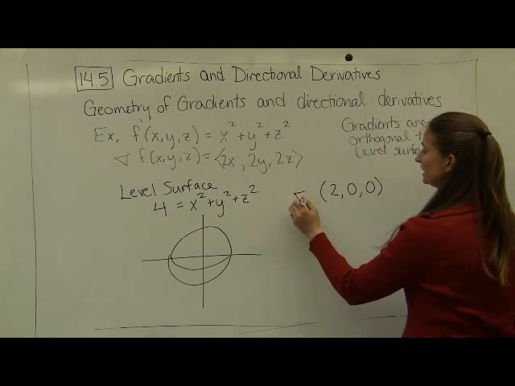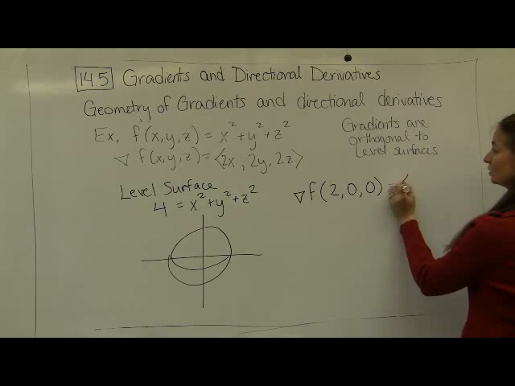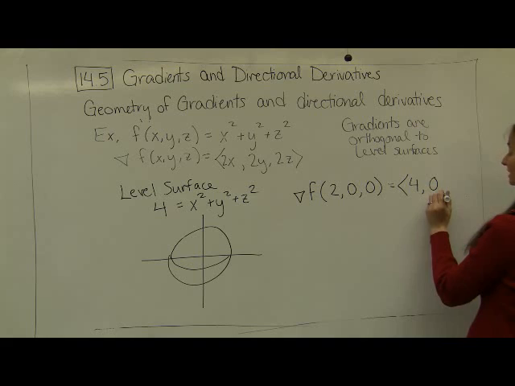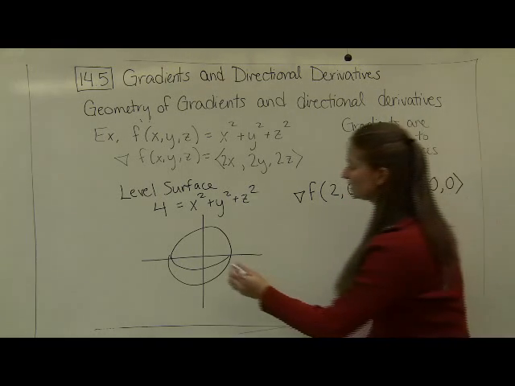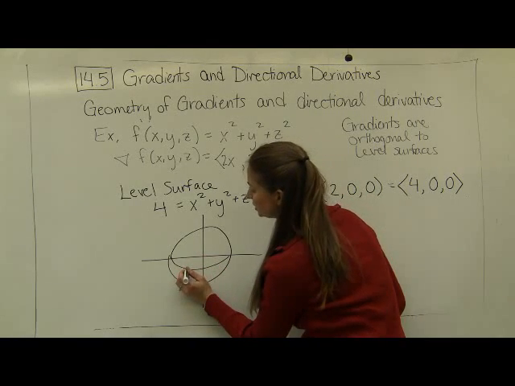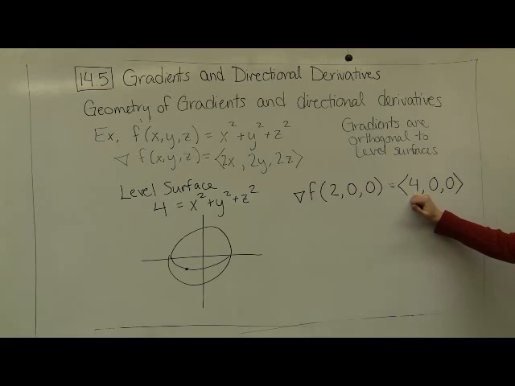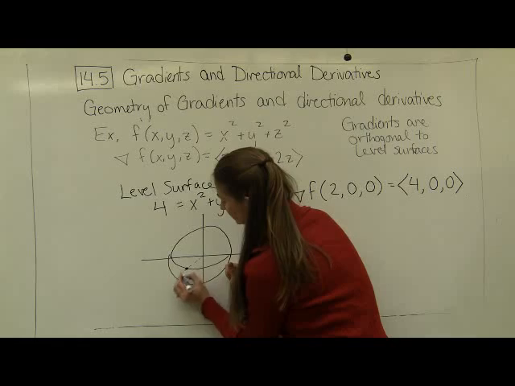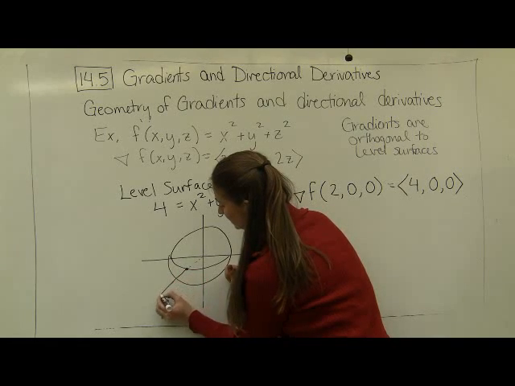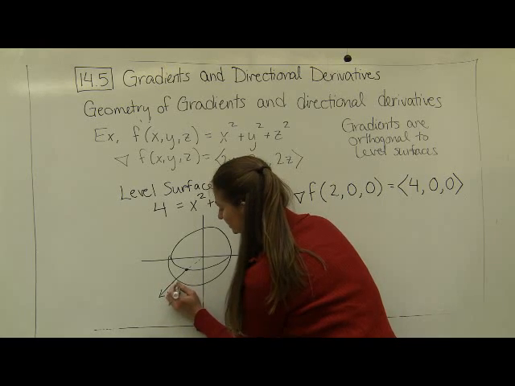So now when I'm looking at the gradient of f evaluated at a point that actually is on this surface, what is this telling me? When I'm at this point where x equals 2 on the surface of the sphere, I'm going to have a gradient vector with an x component of 4 and 0 for the other components. So this is the vector 4, 0, 0.